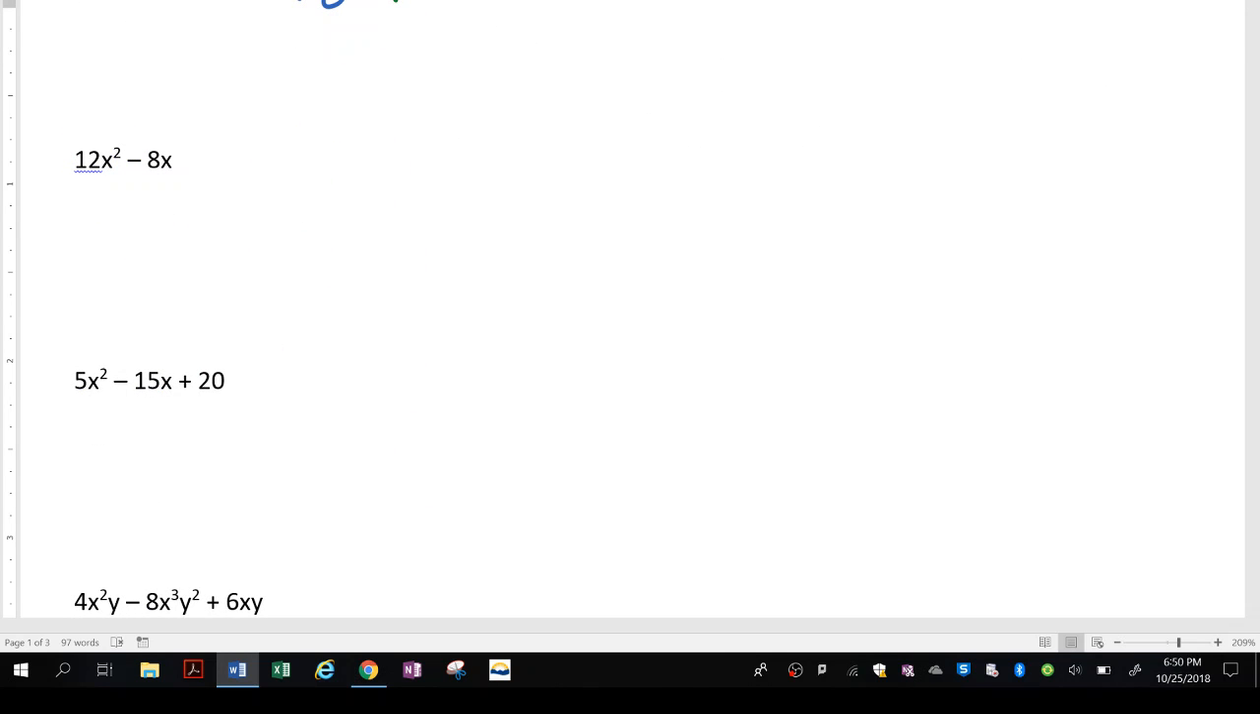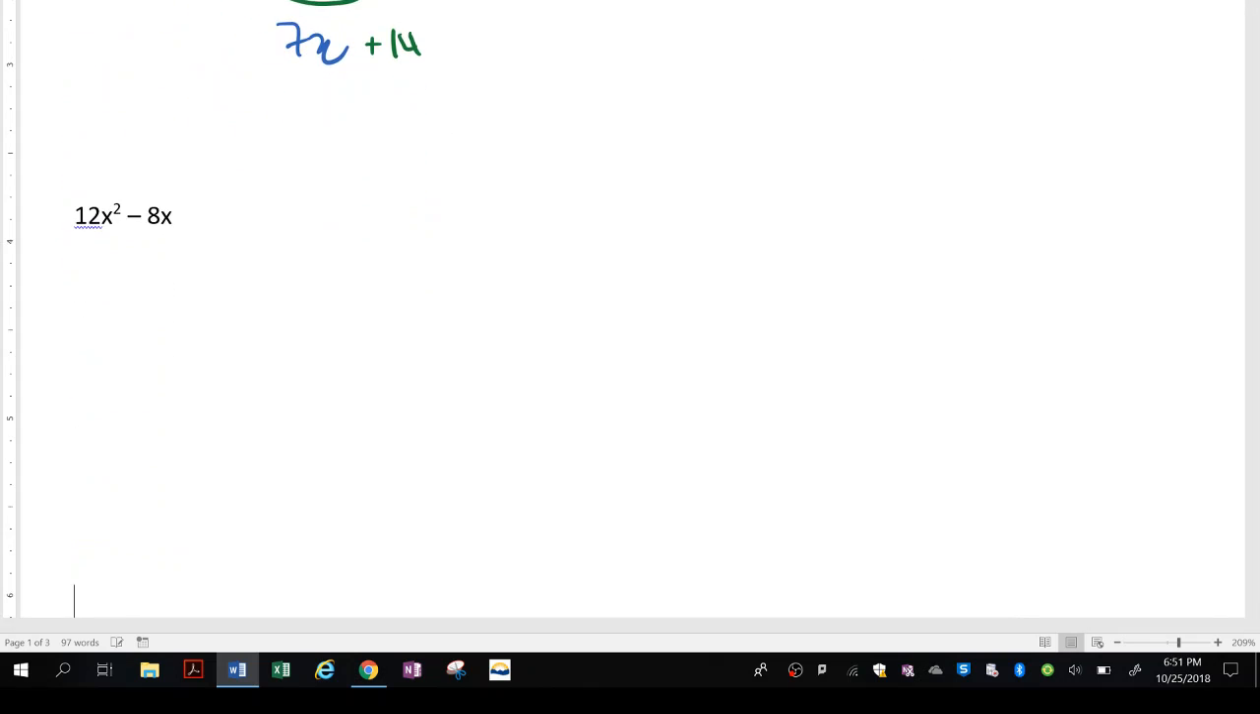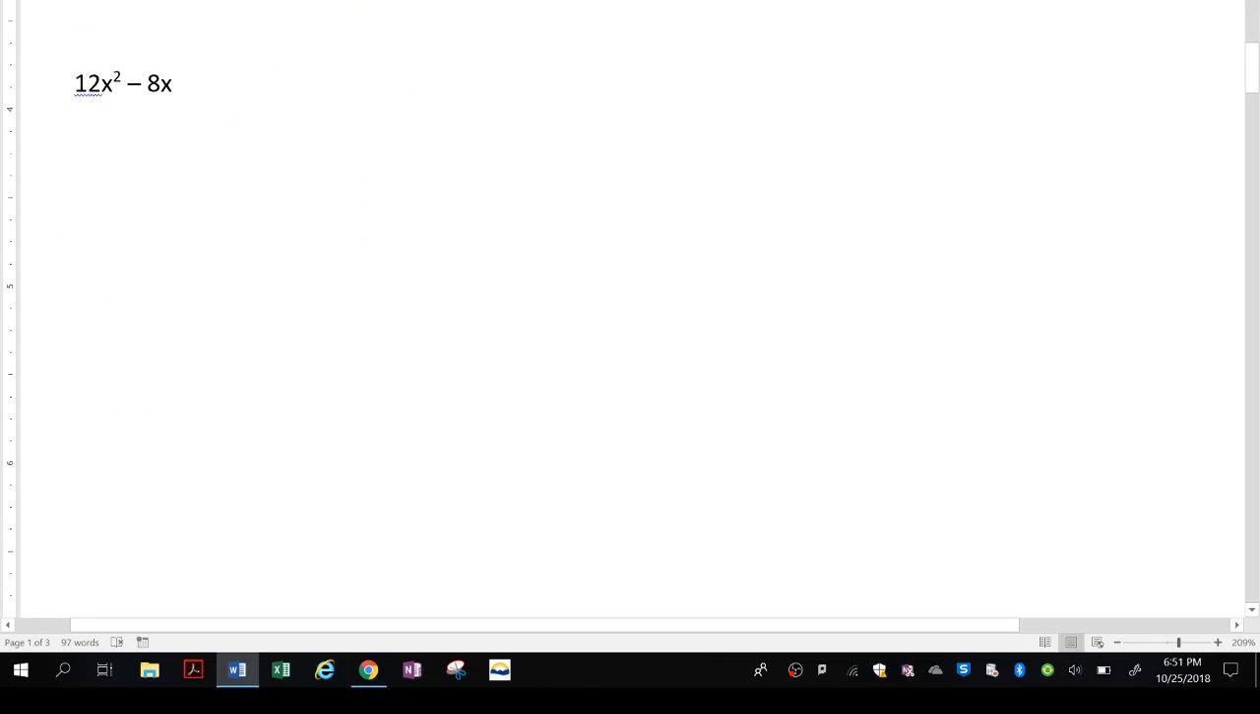In this example here, we have 12x squared minus 8x. Now looking at the coefficients, you can see that 4 is common to both of those coefficients. It's the greatest common factor for the coefficients. But also x is common to both of those terms. So 4x is the greatest common factor for both of these terms.